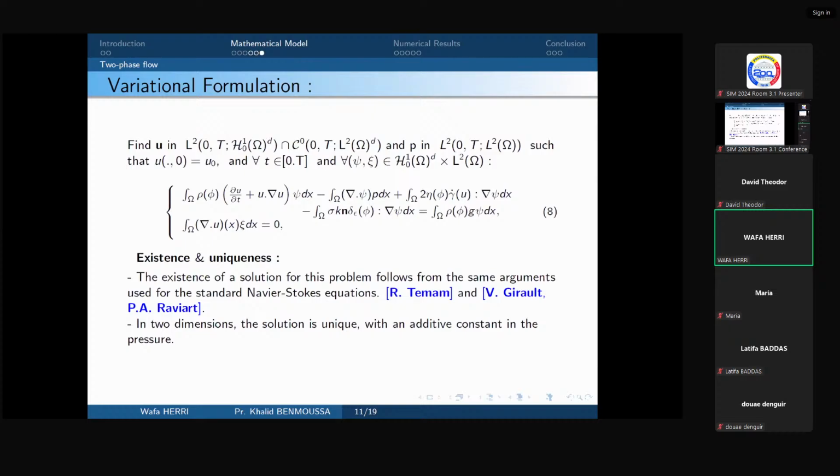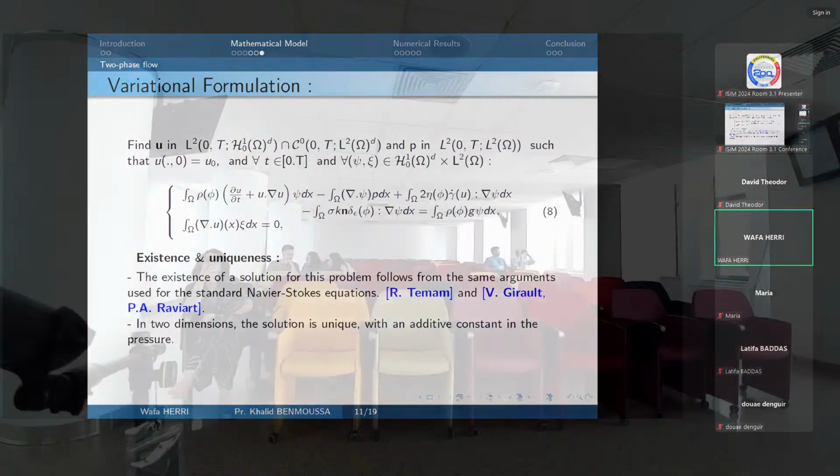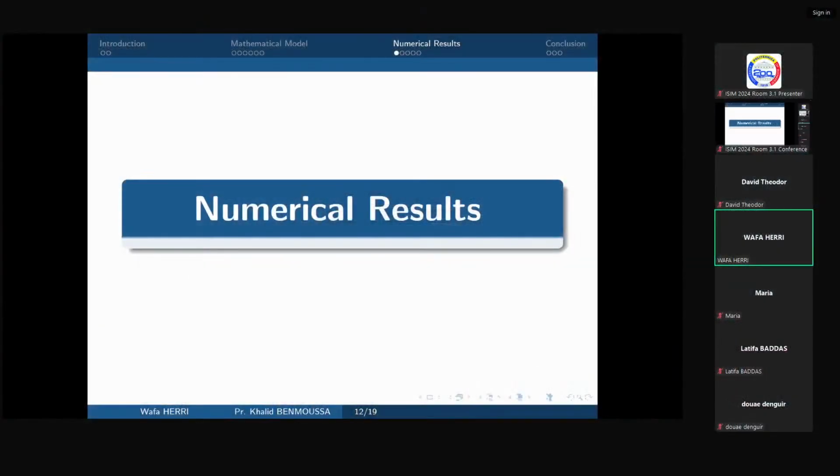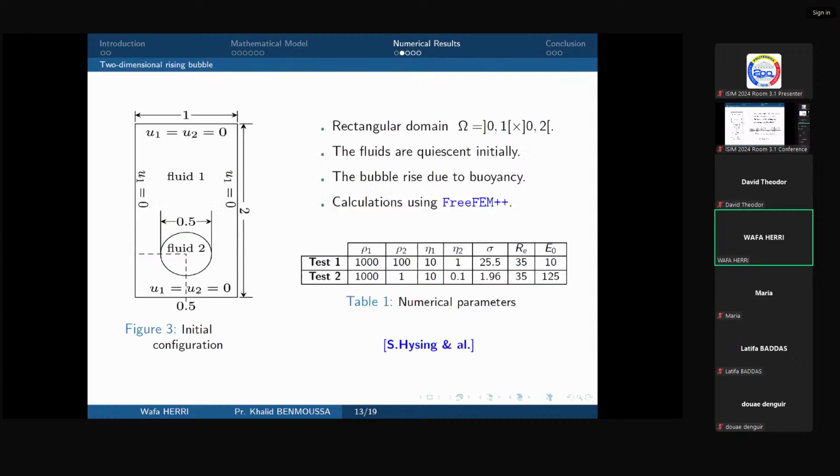For the Navier-Stokes equations, the variational formulation is given by system 8. The existence of a solution for this problem is derived using the same arguments as for the standard Navier-Stokes equations. The solution is unique in 2 dimensions. After outlining the mathematical model, let's now look at the numerical results obtained from our simulations.